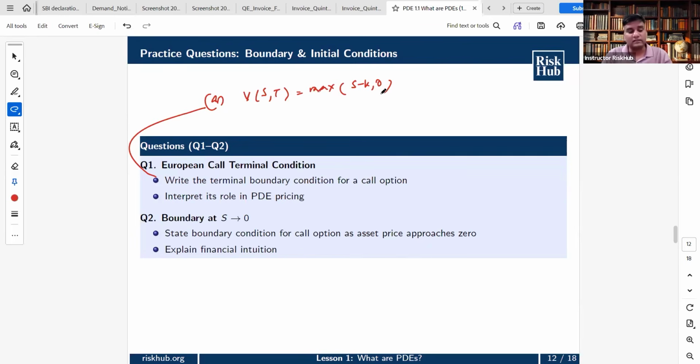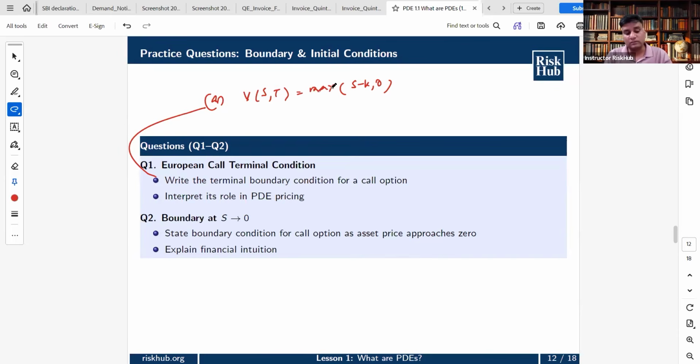Let's say the strike is 100, right? Then we say V(S,T) is equal to max of S minus 100, 0. The condition tells the PDE that at maturity, the call option is worth either stock price minus strike, or 0. It's a rule in PDE pricing and fixed maturity payoff. We know the final payoff exactly.